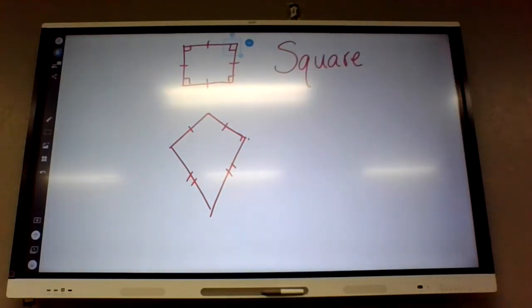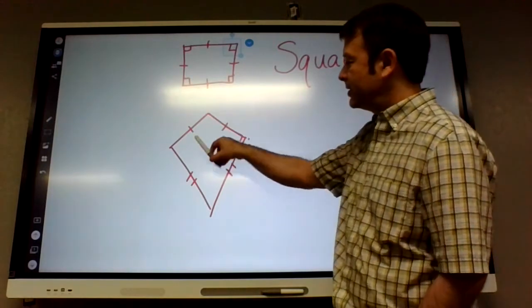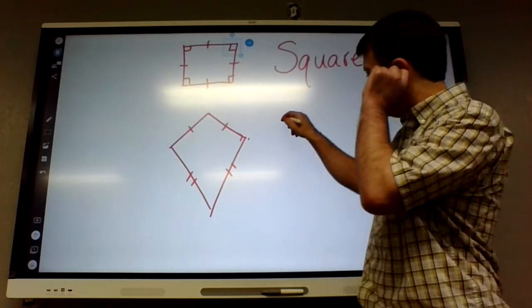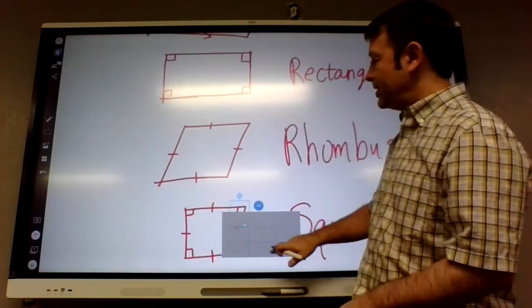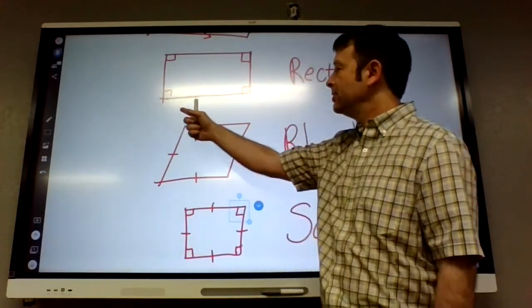So is it a parallelogram? No. Do those sides look parallel? No, this one's like this and this one's like that. It's not a parallelogram. So basically these three shapes right here are in the parallelogram family.